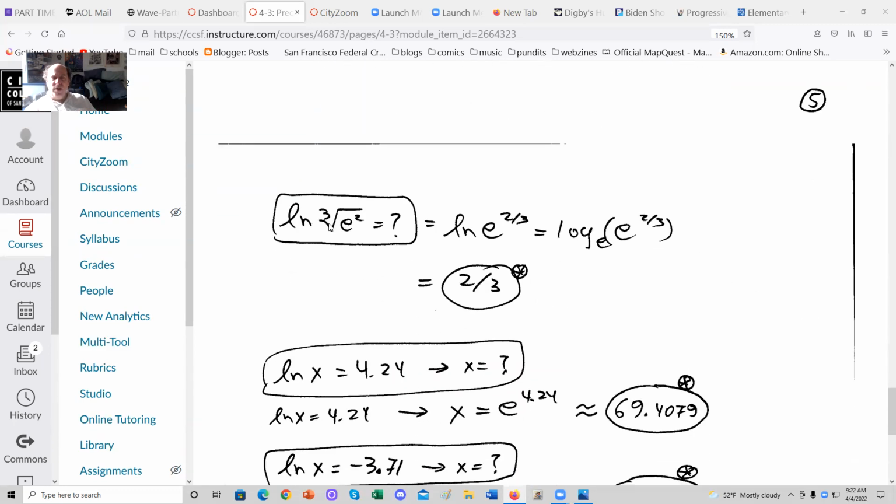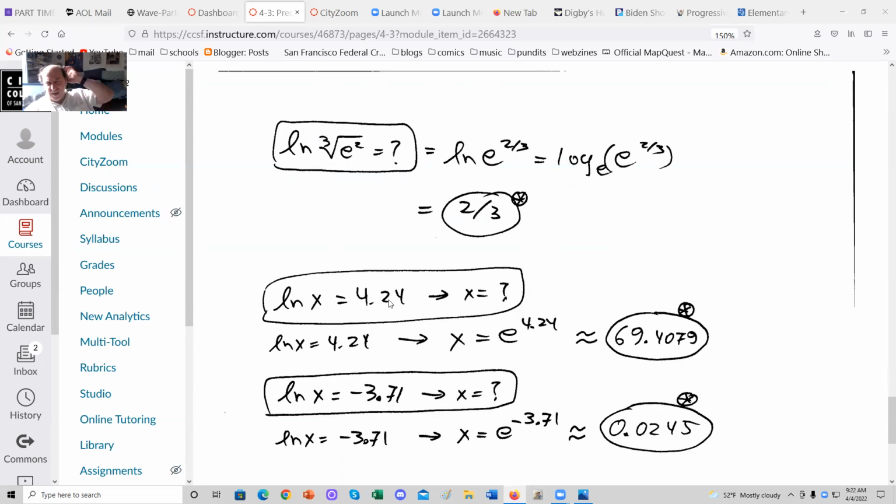Natural log of cube root of e squared is what? Well, cube root is a one-third power of a square is a 2/3 power. So this is natural log of e to the 2/3. And natural log and exponential cancel, log base e of e to the 2/3 cancel, leaves 2/3.